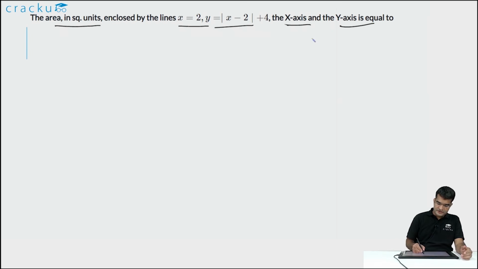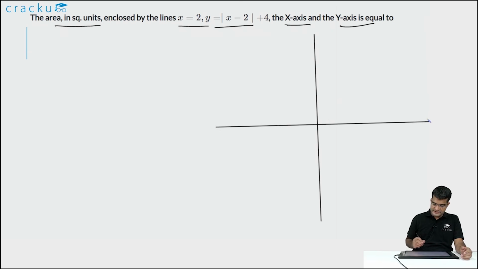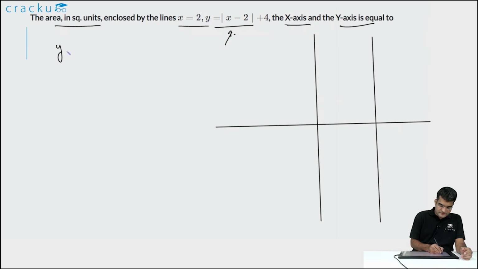So, first let us draw the y axis, then we will draw the x axis. We can also draw the line x is equal to 2, that will be a line which is parallel to the y axis. So, it will be somewhere over here, and we also have to draw the line y is equal to modulus of x minus 2 plus 4. So, this is y is equal to modulus of x minus 2 plus 4.